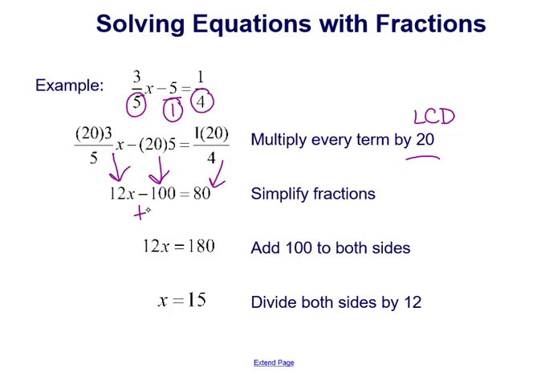We would add 100 to both sides to undo subtracting 100. That gives us 12x equals 180, and then dividing both sides by 12 to undo that multiplication gives us x equals 15 as our solution. So multiplying by the least common denominator, that first step, is key when solving equations with fractions.